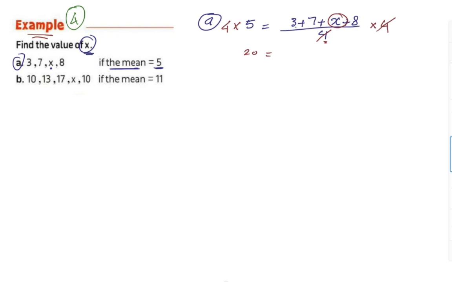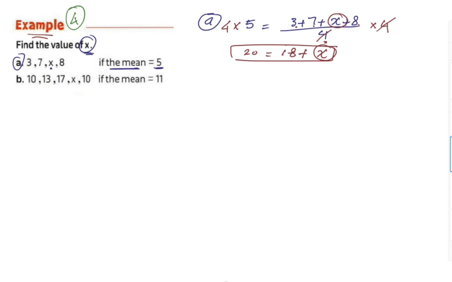I can add these numbers together. 3 plus 7 equals 10. 10 plus 8 equals 18. Plus what? Plus x. Now it's easier, right? Just the equation 20 equals 18 plus x. I need x alone here.